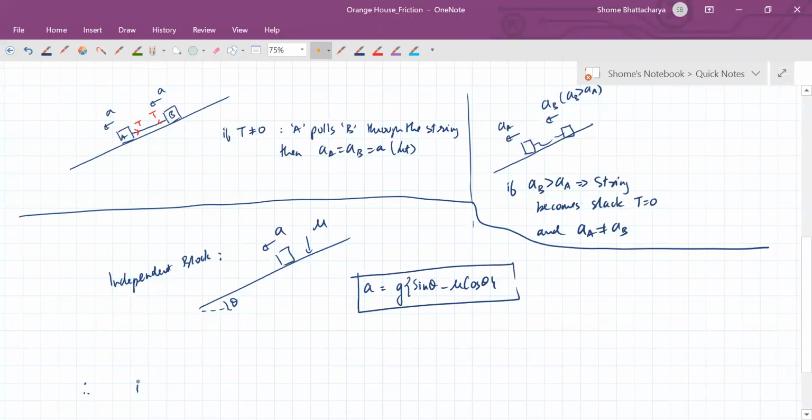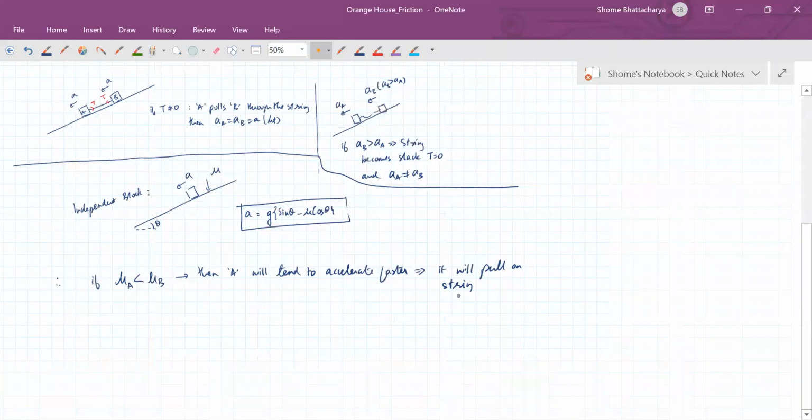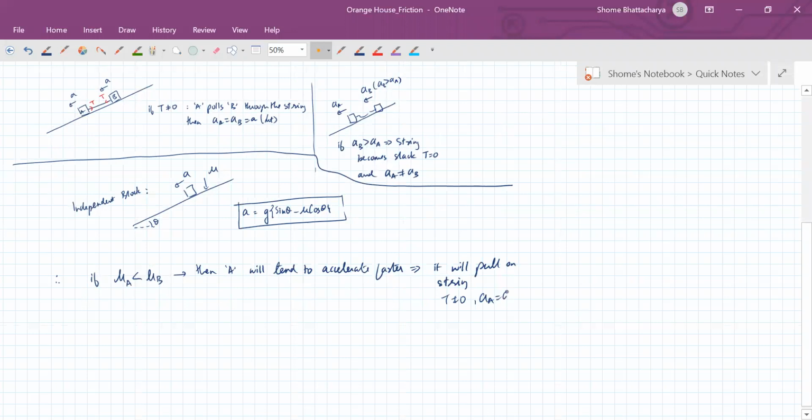So therefore, if coefficient of friction for A is less than coefficient of friction of B, then A will tend to accelerate faster. So that means it will pull on the string. Okay. So that means what will happen is tension will become non-zero and acceleration of A will be equal to acceleration of B.